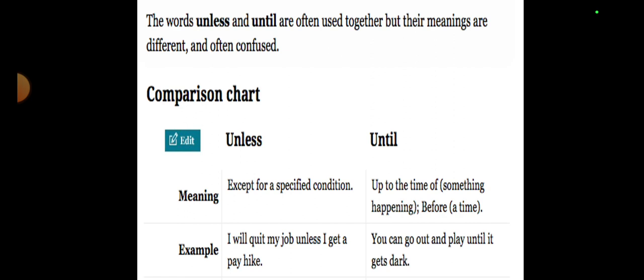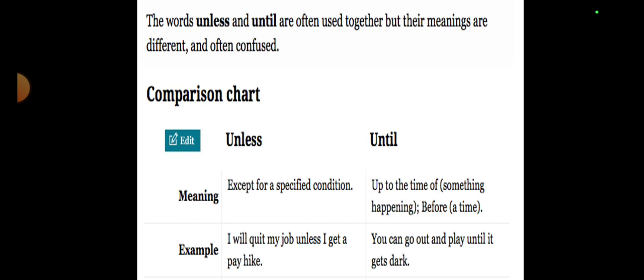Let me tell you. See, first of all, their meanings, how they are different. Unless means except for a specified condition. Let's take the example. I will quit my job unless I get a pay hike. Right? Until means up to the time of, to the happening of something. It is set for time. Right? You can go out and play until it gets dark.